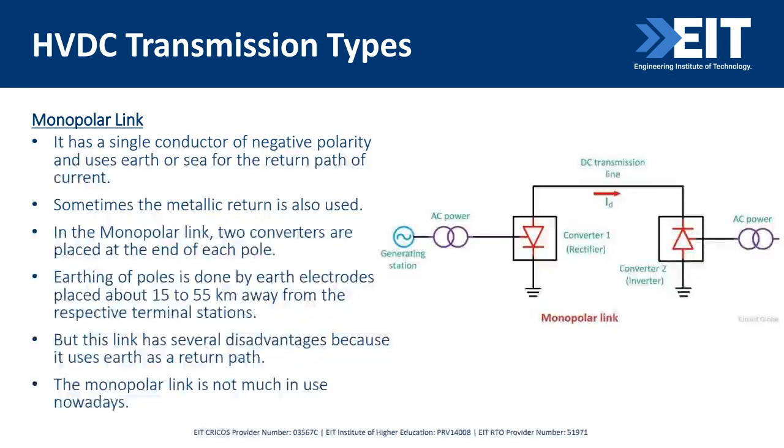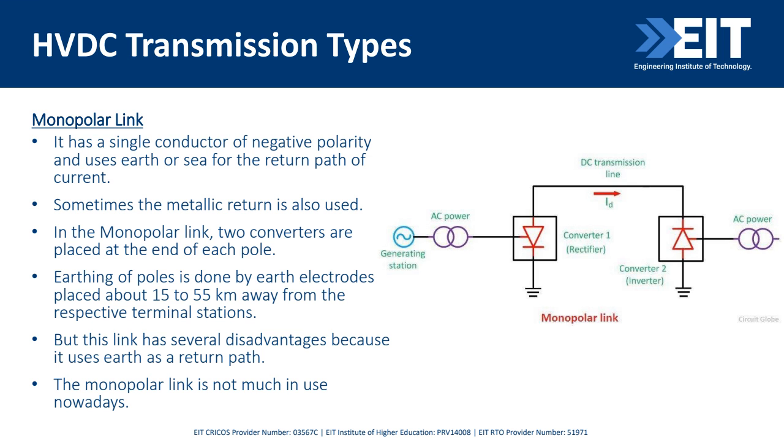So monopole, as the name says, has one single pole, just one pole to carry the DC power. It has a single conductor of negative polarity, which means the power can be transmitted from one end to the other, but it doesn't have any return path. So it uses Earth as a return path. We don't need a separate conductor for a return path. For very, very long distances, this option is very useful because we use only one conductor to send power, and we don't need another conductor for the return path.